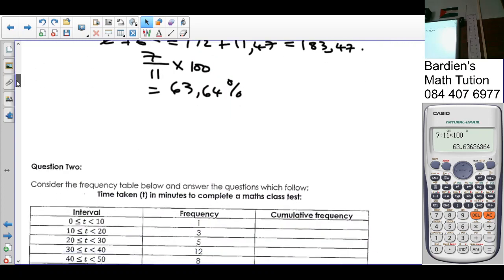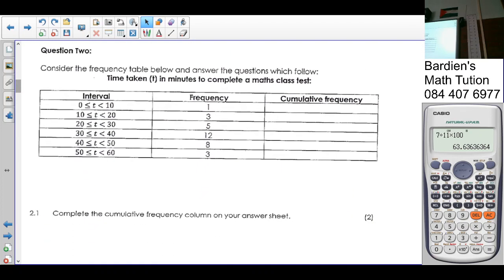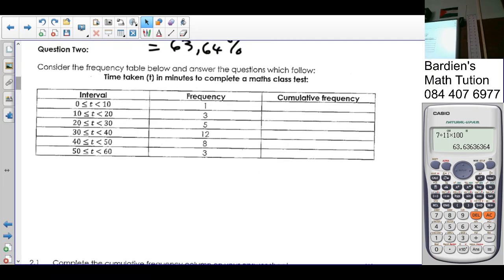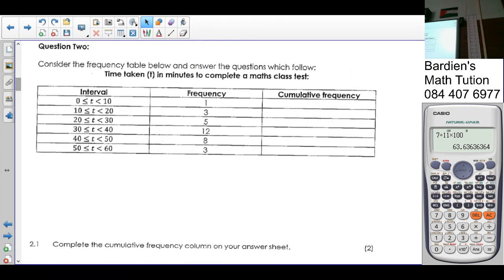Right. Now we are on question 2. We are to consider the frequency table below and answer the questions which follow. Time taken in minutes to complete a maths class test. The first frequency is 1, meaning one person took between 0 and 10 minutes. 3 people took between 10 and 20 minutes. 5 people took between 20 and 30 minutes, and so on.